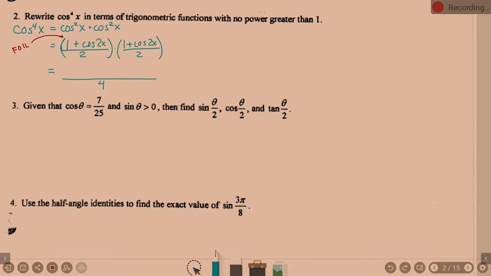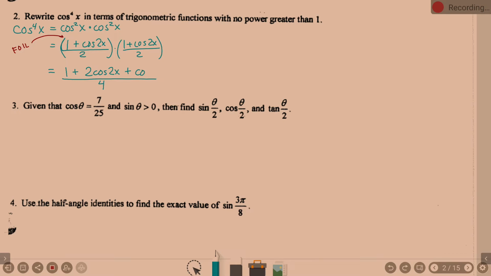On top, FOIL with me. First times first: 1 times 1 is 1. Plus outsides: 1 times cosine 2x, cosine 2x. Insides: cosine 2x times 1, another cosine 2x. What is cosine 2x plus cosine 2x? 2 cosine 2x. Plus, what is cosine 2x times cosine 2x? Or cosine squared 2x.